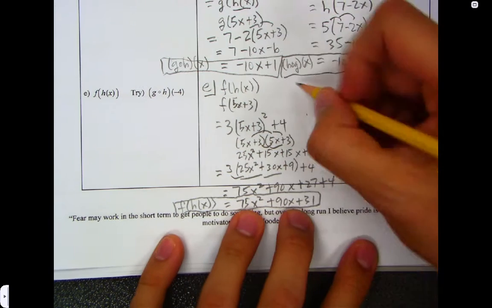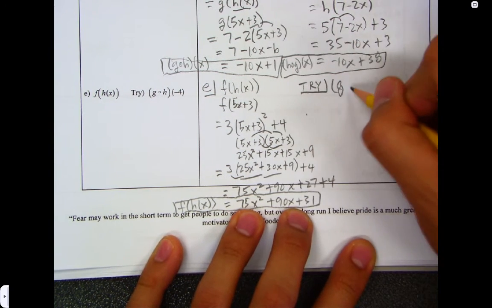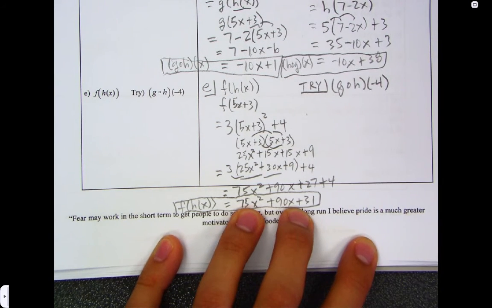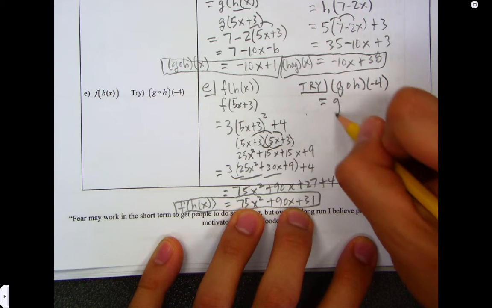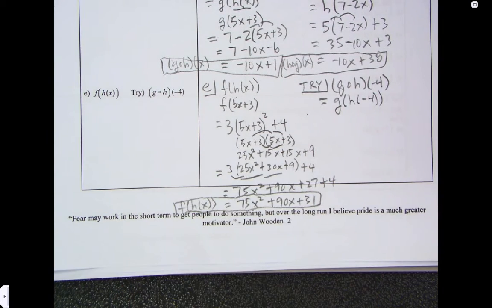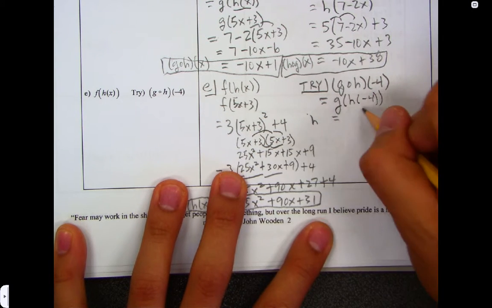And the last one to try, g composed with h of negative 4. All this means is g of h of negative 4. If you get to this part, then it'll probably be easier for you. That means you plug in negative 4 for the h. So let's go ahead and just do the inside first.